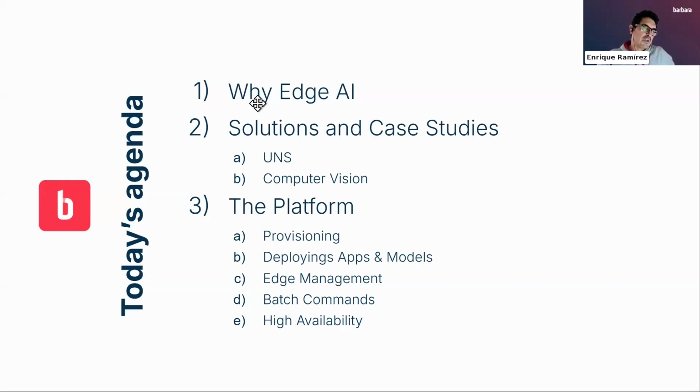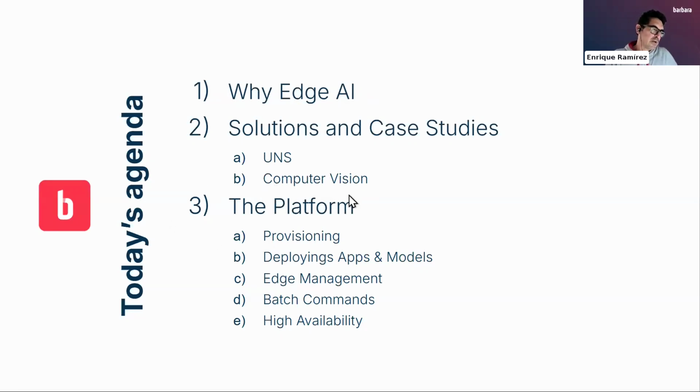So we will start explaining what the Edge AI is and why it is necessary. What are the advantages of using the Edge instead of using the cloud. Then we will focus on this couple of solutions I want to show to you. The first one, UNS, quite popular nowadays. And we will see how we can implement an example of UNS using Barbara Panel and the applications that are available in our marketplace.